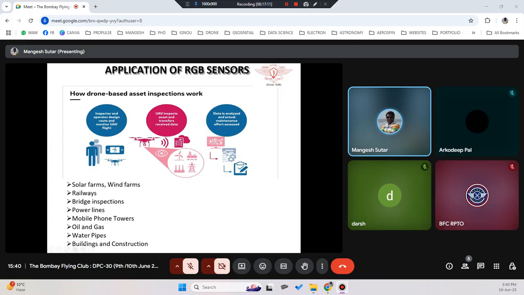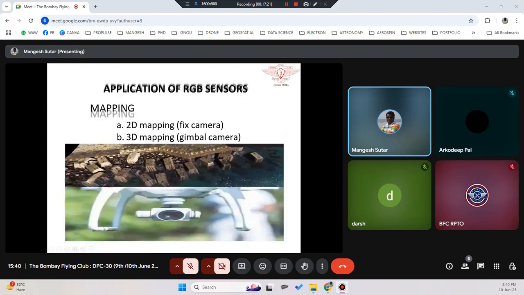Okay, I'll give you one example on water pipe inspections, how the drone has helped immensely, in the next payload topic. You can also use RGB sensors for mapping, 2D mapping and 3D mapping, where orthomosaic maps are generated and give you similar functionality to what you have in Google Maps.